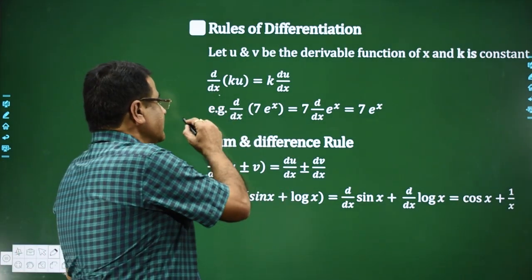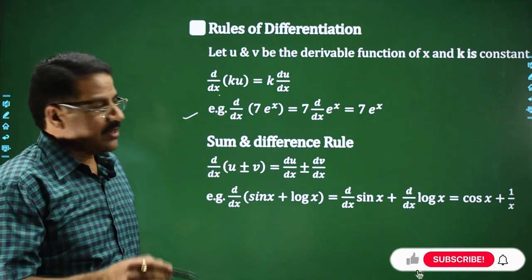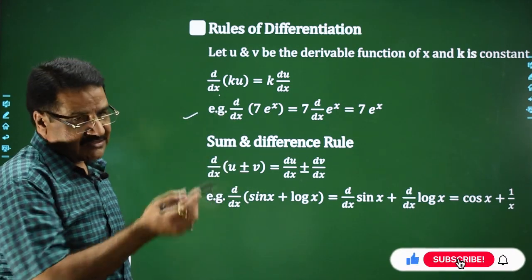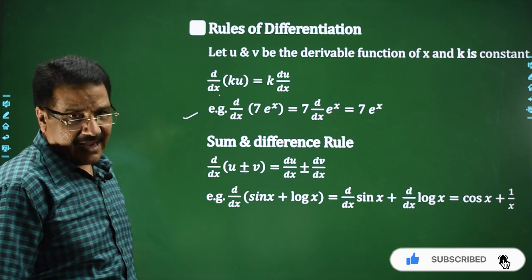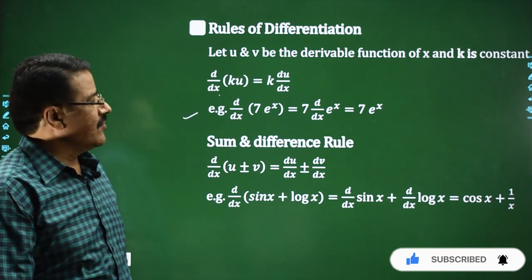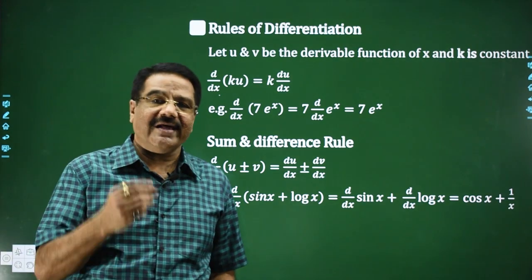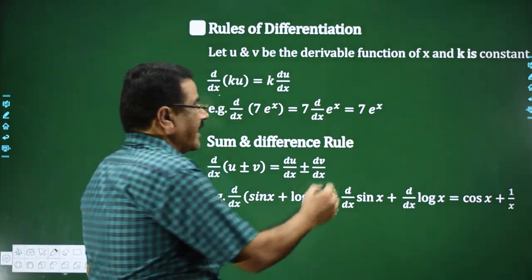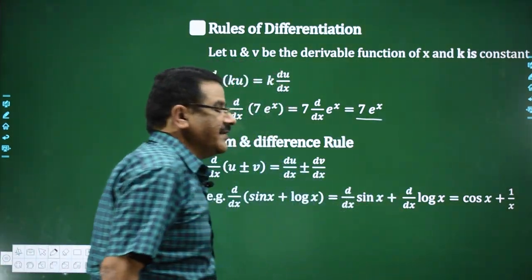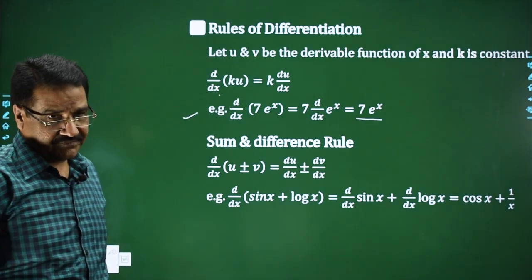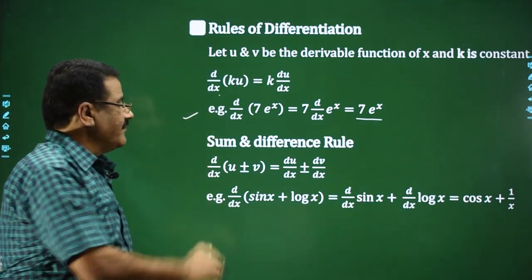Now, we can see this example: d by dx of 7 into e raised to x. 7 must be taken outside, and then we have to take derivative of e raised to x. We know that derivative of e raised to x is e raised to x, and that is why the final answer is 7 into e raised to x. This is rule number 1 we can say.